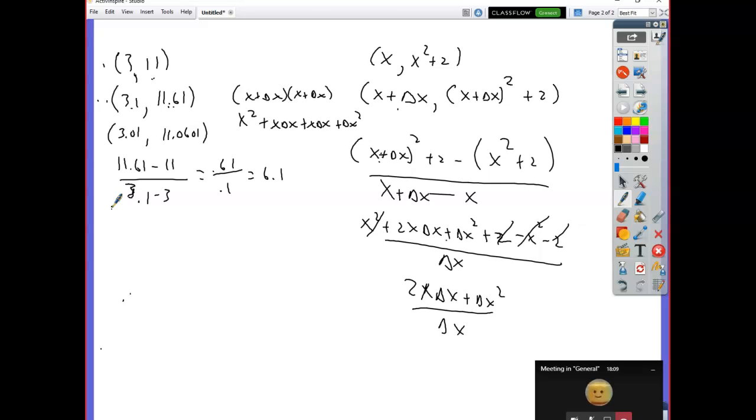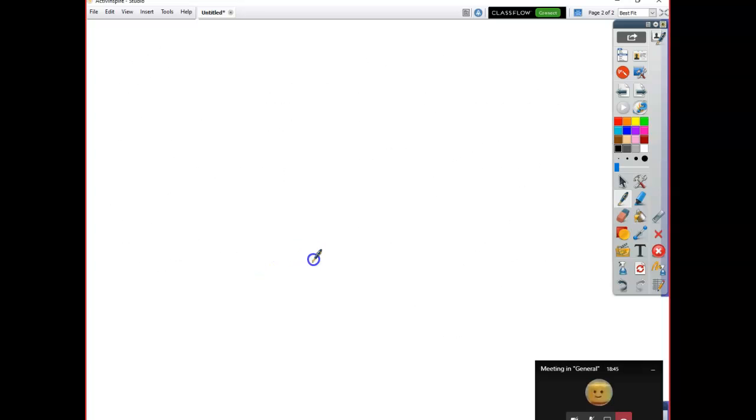Plug 3 in here. So, no, not doing this yet. I'm still over. Let's see if we can finish this problem here. Yeah, let's do that. And so I get 11.0601 minus 11.61 all over... No, I did the wrong point. That's not the right point. Minus 11, right? Over 3.01, sorry, minus 3. Put in my calculator, I get actually 0.0601 divided by 0.01, which is 6.01.